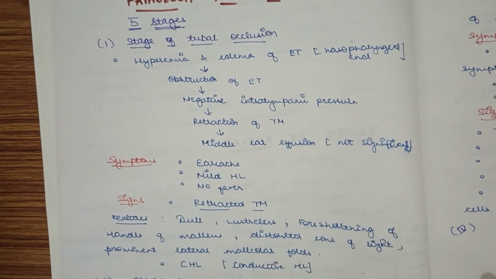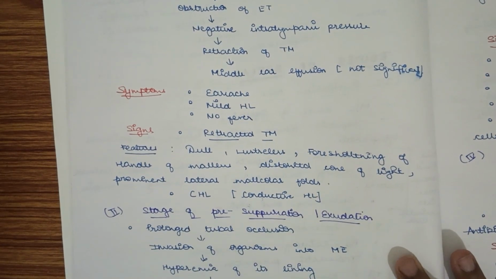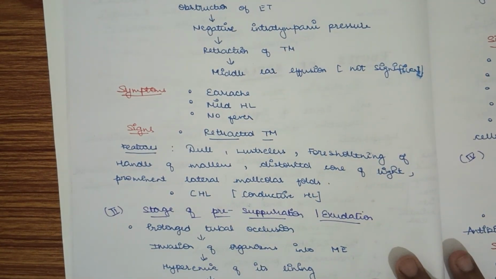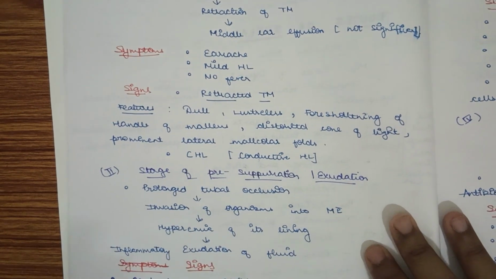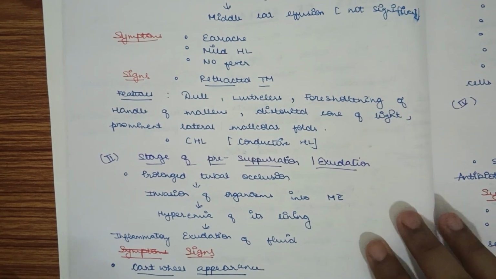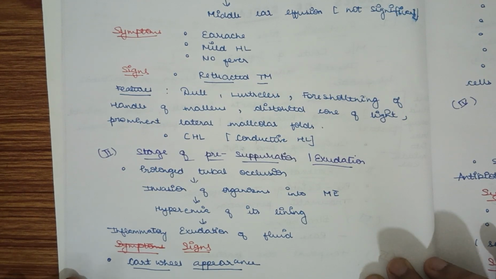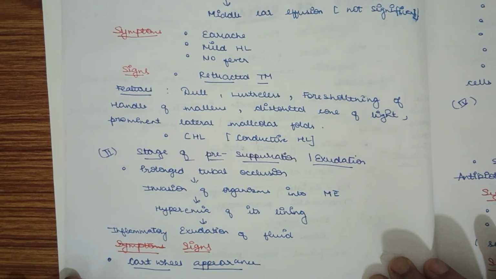Now we look at the symptoms and signs of the first stage. So the symptoms include earache, mild hearing loss, but there's no fever in this stage. In signs there's a retracted tympanic membrane. So the features of a retracted tympanic membrane will be the tympanic membrane becomes dull, lusterless, there's foreshortening of the handle of malleus, distorted cone of light and prominent lateral malleolar folds.